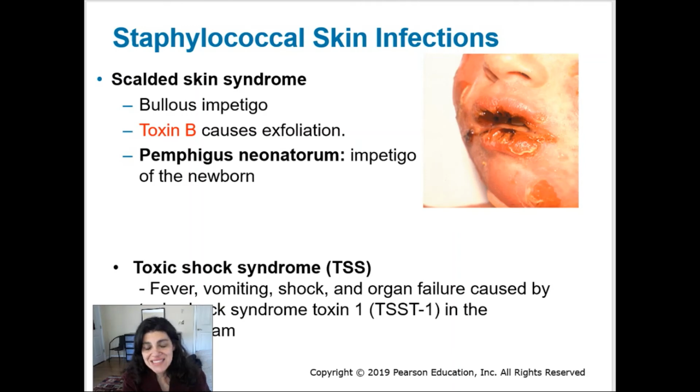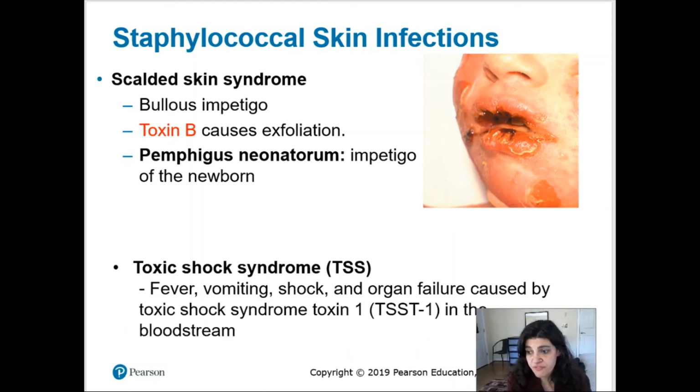But then Staphylococcus can inherit a toxin. So then it's a strain that is more virulent that produces a toxin that they probably inherited from some virus or some other bacteria. And that's called toxin B, or exfoliative toxin B. That toxin causes exfoliation, and then you would have the bullous impetigo. And the name of that is scalded skin syndrome. So in scalded skin syndrome, you do have bulla, okay?